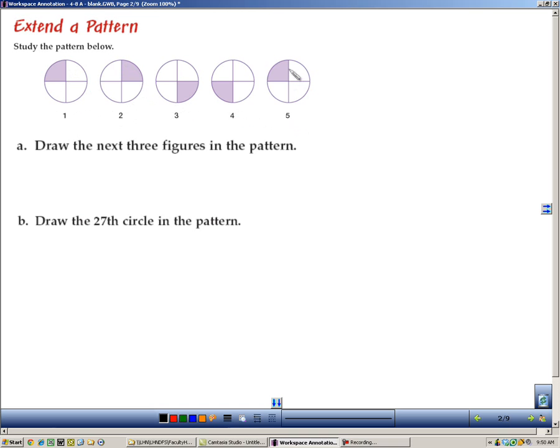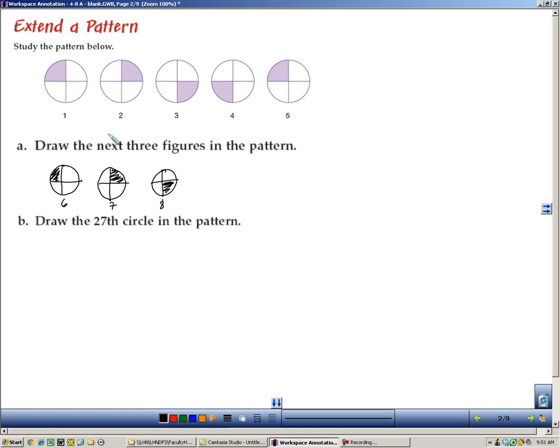And then spot 5 goes back to the upper left. And then what you have to do is you have to go back to spot 1 for the next one. So the sixth one would be the one that matches number 1. So if we have to draw the next three figures, we would say that number 6 is going to look just like number 1. So we would just sketch it. That's going to be the sixth one. 7 then will be the same as number 2 because it will follow the same pattern. And then 8 will look just like number 3.